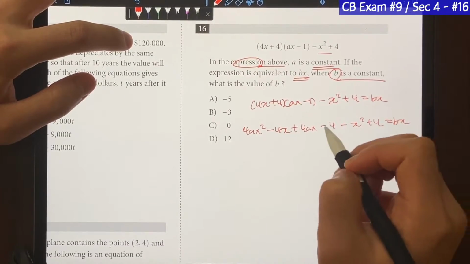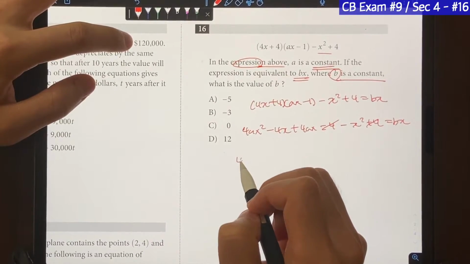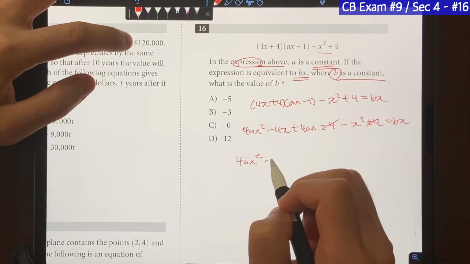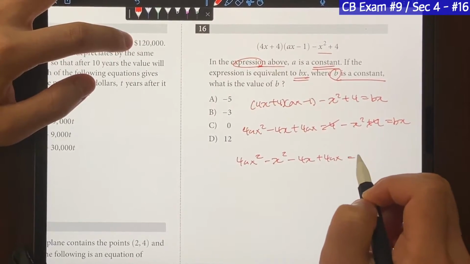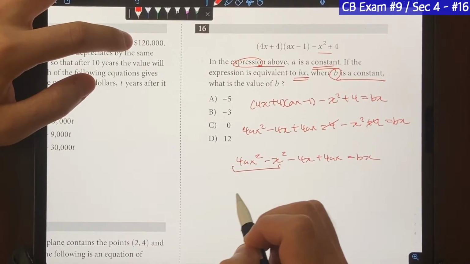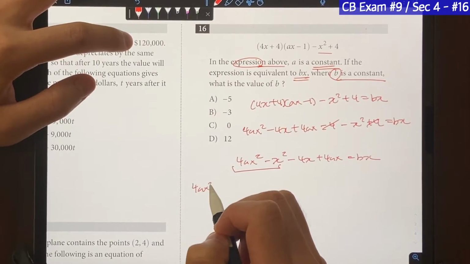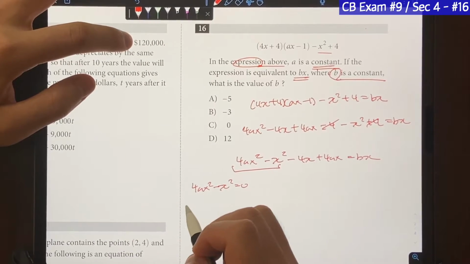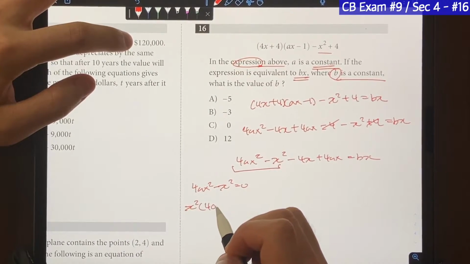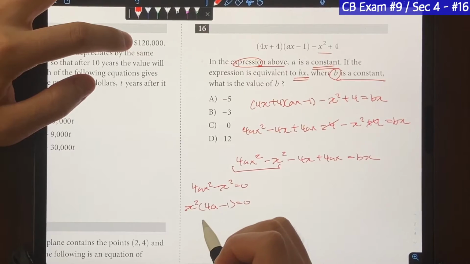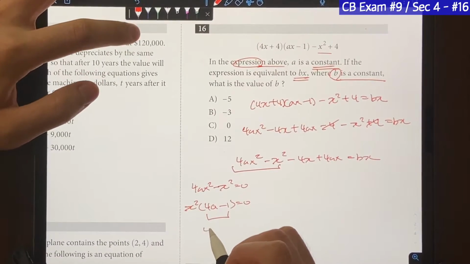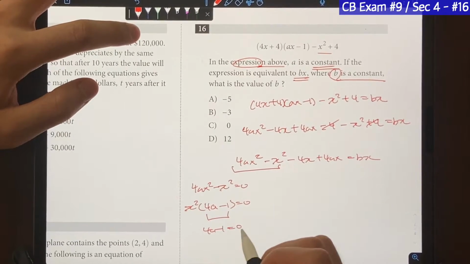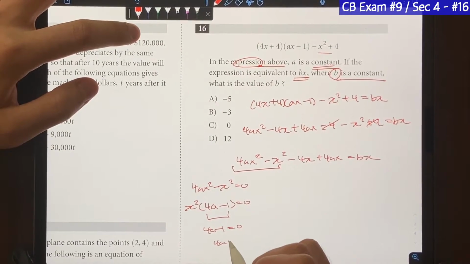And then from here, we can just cross these out and you get 4ax squared minus x squared minus 4x plus 4ax is equal to bx. And that has to equal 0. So 4ax squared minus x squared is equal to 0. x squared (4a minus 1) is equal to 0. That means that has to equal 0. 4a minus 1 is equal to 0. So that's going to be 4a is equal to 1. a is equal to 1/4.